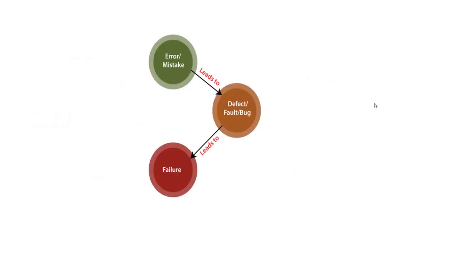So this is how the combination looks like. If there is any error or mistake which leads to the defect or fault or bug, defect and bug are the same, so you can say that defect or fault, okay, or bug it leads to. And if there is any defect, it leads to the failure. So this is how you can think of. Hope you got the difference between defect and then error and then failure and then fault.